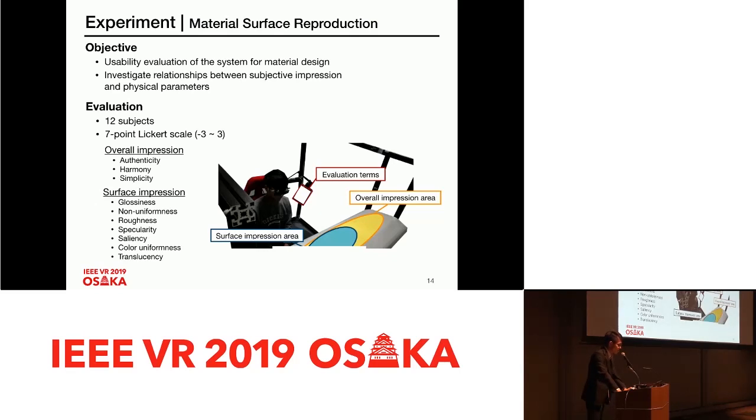Next, I'll talk about the experiment about the material surface reproduction. We investigated the usability of the system for material design and the relationships between subjective impression and physical parameters. Subjects answered a questionnaire with a 7-point Likert scale about overall subjective impression, denoted in the yellow areas in the figure, and material surface impression, also denoted in the blue area. Overall impression includes both shape and the dashboard, and the surface impression includes only the material surface for the evaluation.